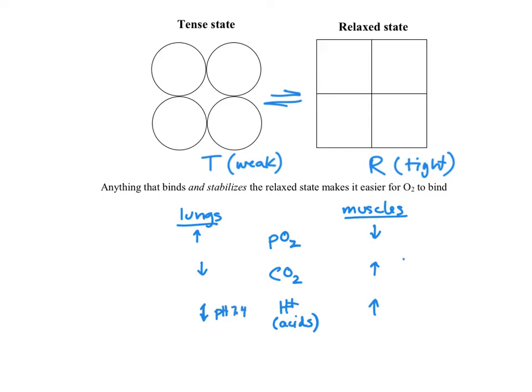So these two conditions that are different in active muscles compared to regular muscles or the lungs, it makes up what we call the Bohr effect, B-O-H-R effect. And that is going to be described on the next page a little bit.